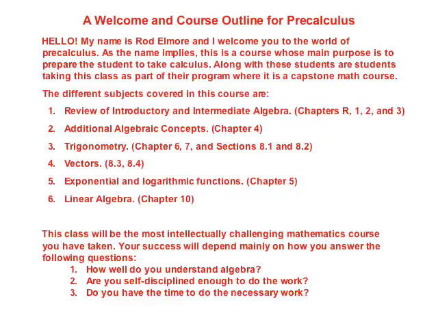The different subjects covered in this course are: 1. Review of Introductory and Intermediate Algebra, covered in chapters R, 1, 2, and 3. 2. Additional algebraic concepts, covered in chapter 4. 3. Trigonometry, covered in chapters 6, 7, and sections 8.1 and 8.2. 4. Vectors, covered in 8.3 and 8.4. 5. Exponential and logarithmic functions, covered in chapter 5. 6. Linear algebra, covered in chapter 10.